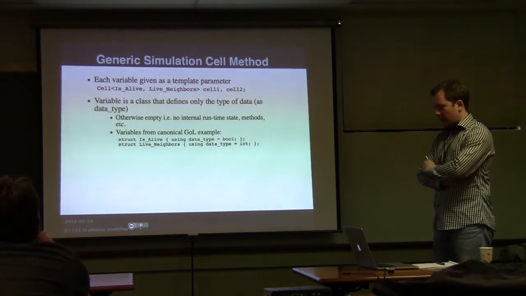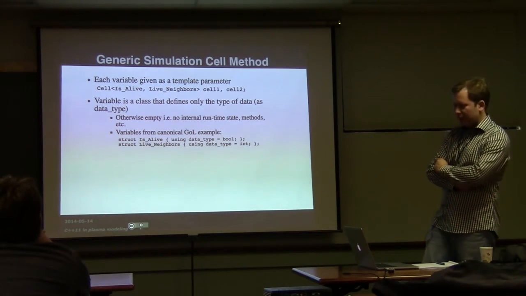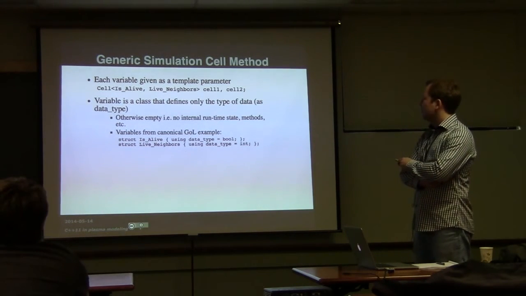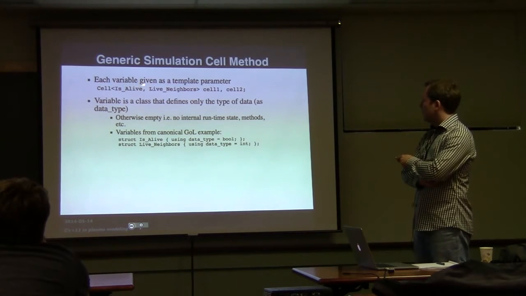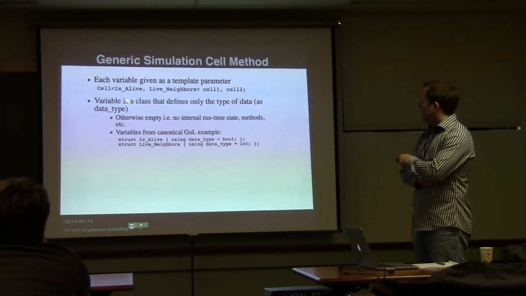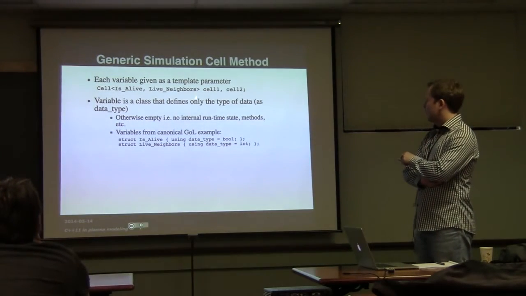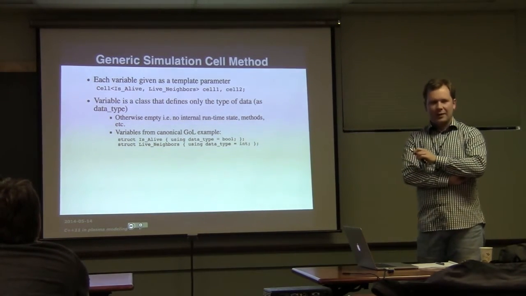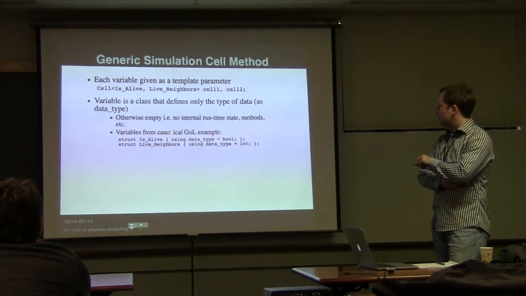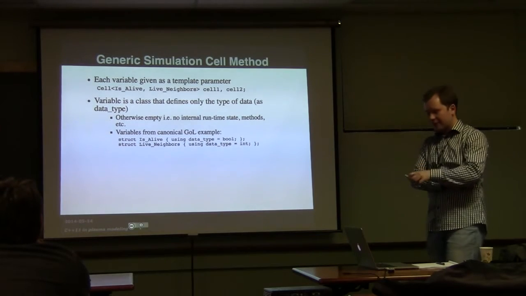So the thing that I've been working on, and will try to submit a publication about, if not this month, then hopefully next month: basically each variable is a template parameter which is just given to the cell class. And then the variables themselves only define the type of the data that will be used. I forget what the name for this type of class was, but it doesn't have any internal state or methods or anything. In this case, just the one typedef or using statement from the canonical Game of Life example.